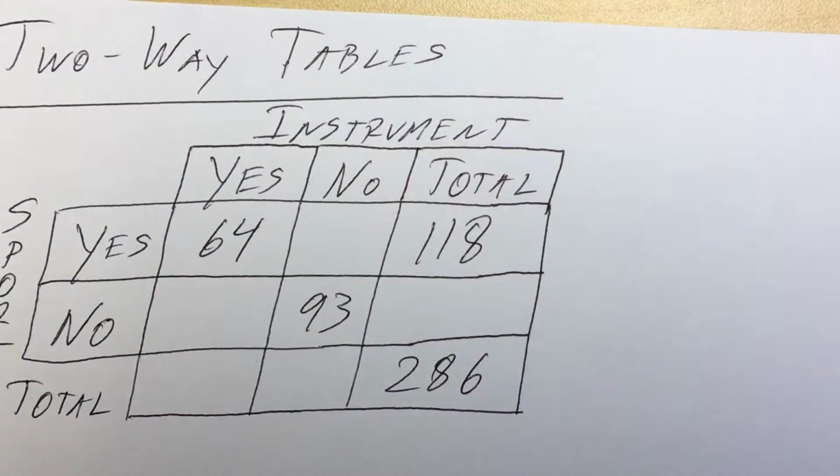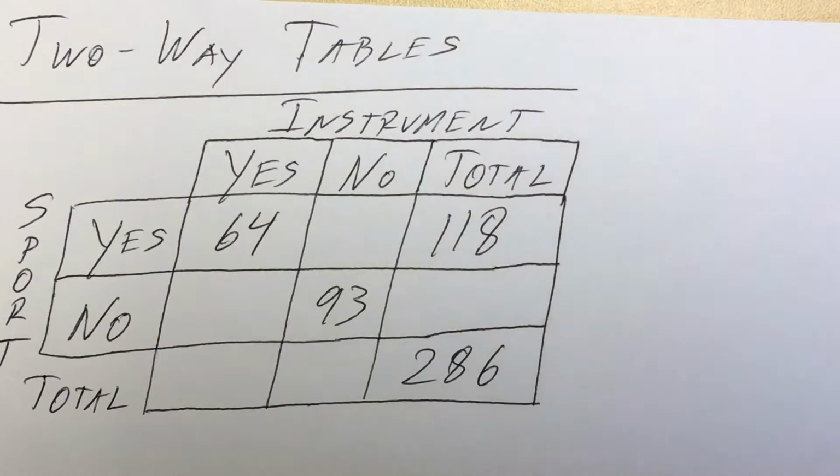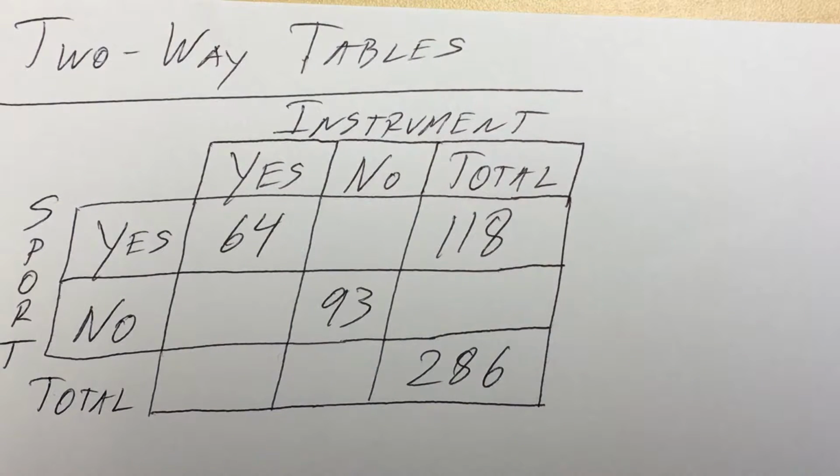The title of the next section is two-way tables. Two-way tables again have rows going across and columns vertical. In this two-way table, some of the information is given, and we need to fill in the missing number with the given information.